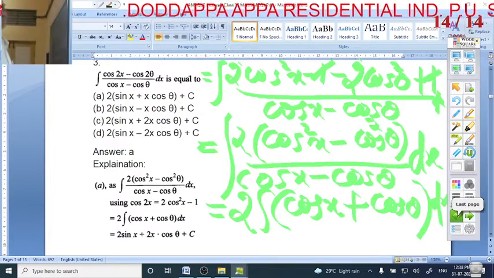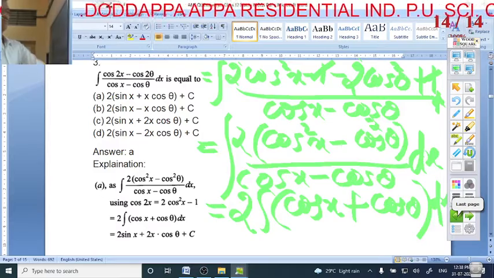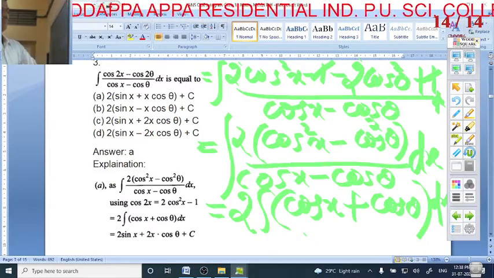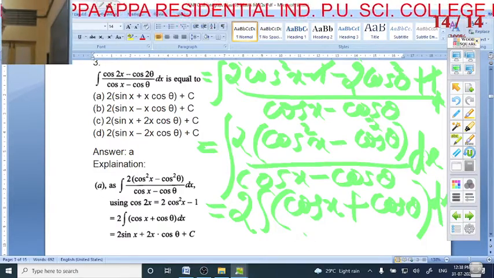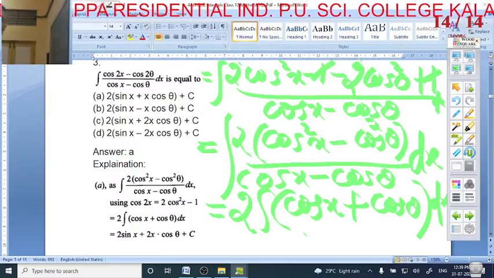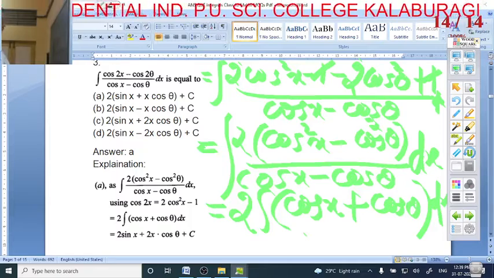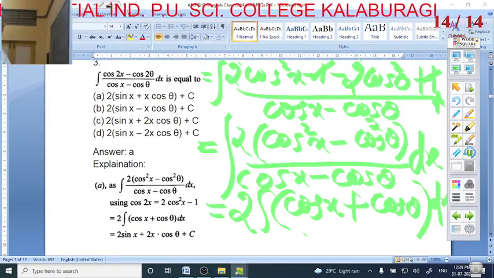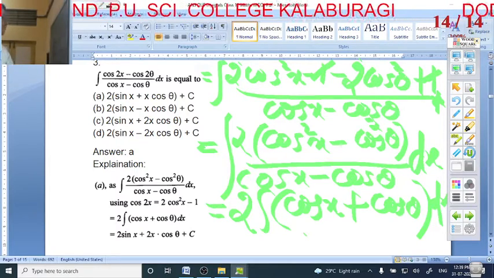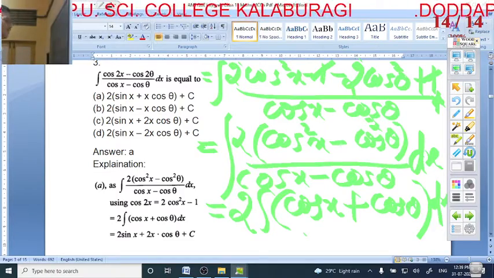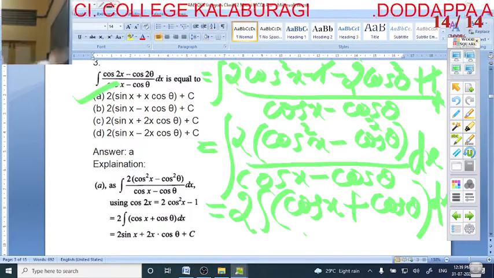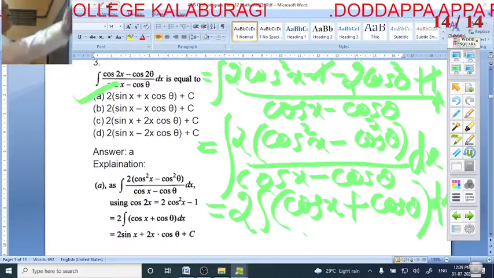Therefore, the variable is x. That is a very important one. So, 2 constant multiplied by the integration of cos x is sin x, the integration of dx is x, because theta is a constant. Hence the option is the correct one.